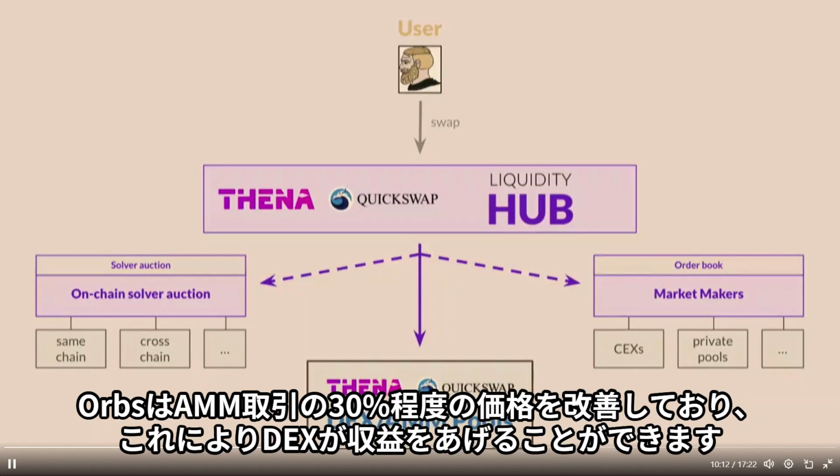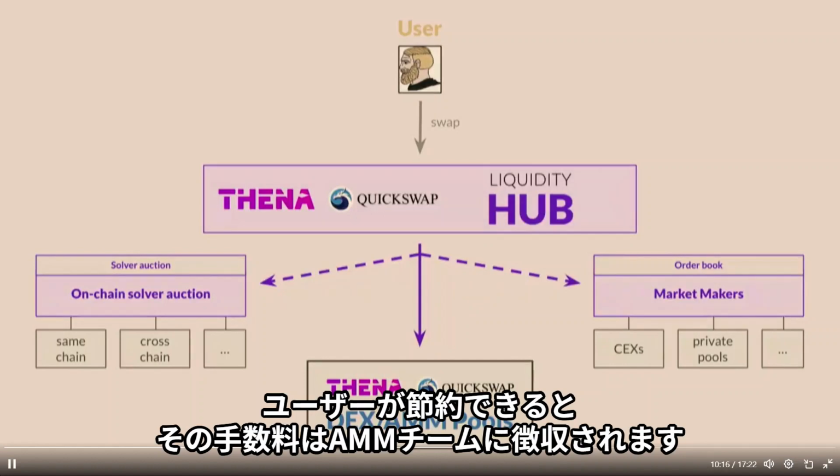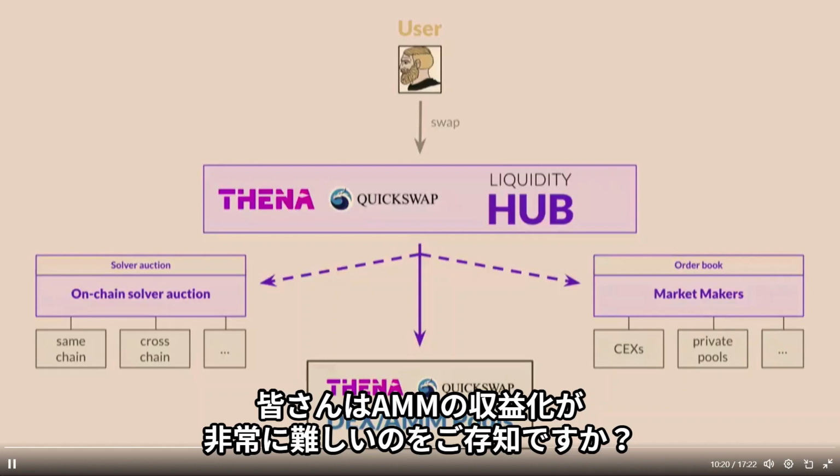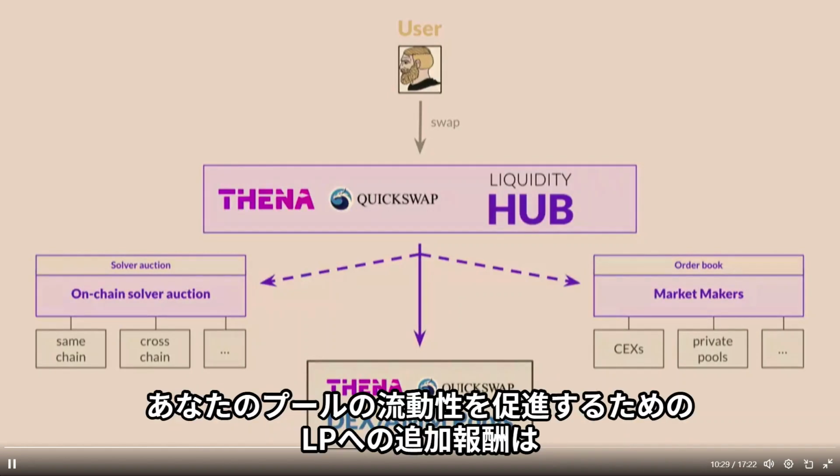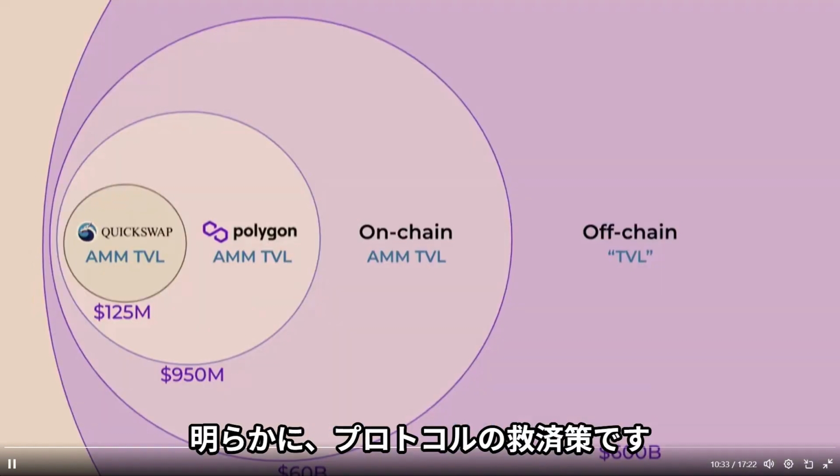And obviously, this creates a place for DEXs to monetize as well, because once there's user savings, you can take fees. And those fees can go, one, to the AMM team. I'm not sure if people here know, but an AMM is something that's very hard to monetize. So it's money for the AMM teams. It's money for additional rewards for LPs to incentivize liquidity for your pools. And obviously, this is revenue generating for the Orbs protocol as well.